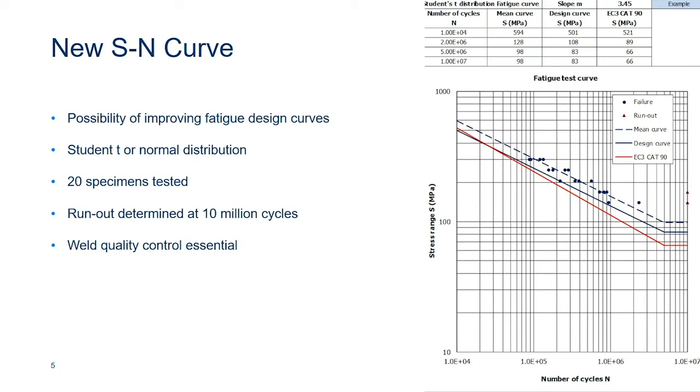So what is important when doing these fatigue tests, be it small scale or large scale for that matter, is that the weld quality is controlled, because you need to reproduce the weld that you are doing a test on. Also, you must be able to reproduce it in the actual structure. Because if you make a weld of very high quality for the testing and don't do that on the actual structure, you can't use the SN curve anyway.